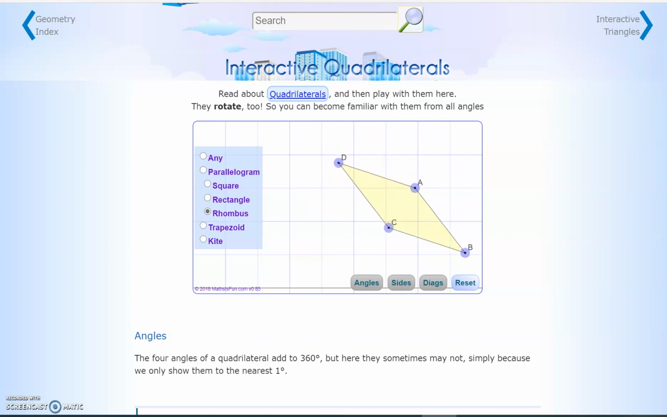In a rhombus, all four sides are the same length, but my angles don't have to be 90 degrees. So opposite angles are still going to be the same, but my side lengths are the part that matters. And in a trapezoid, the only thing that matters here is that one set of lines is always parallel. So here it's AB and CD segments are parallel. Doesn't matter what happens with my other two.